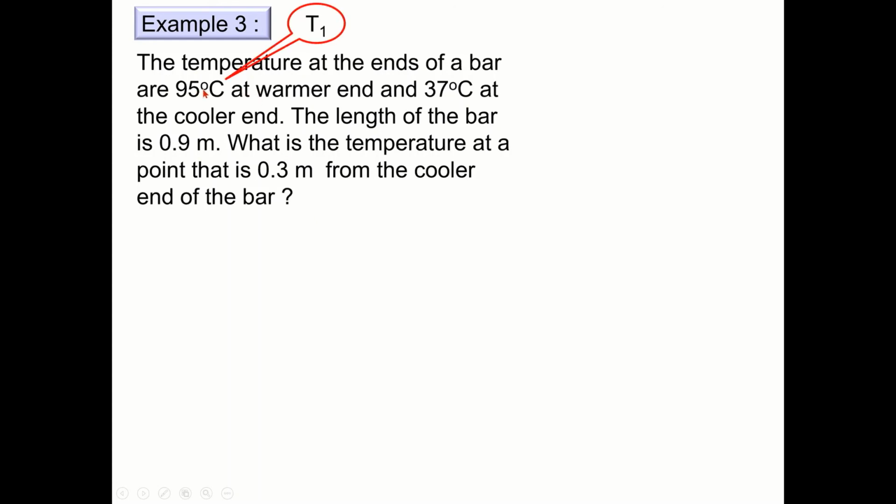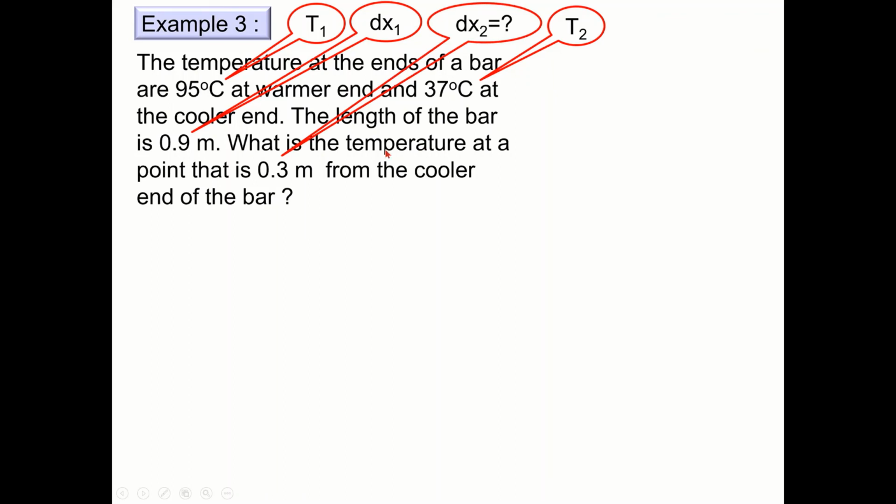So, heat flows from hot to cold. So hot is T1 and cold is T2. 0.9 is the distance traveled, dx, and this is dx1. So we are going to determine the next dx. We are going to determine the temperature at the point 0.3 meter. So what is the next dx? 0.3 meter is measured from the cooler end of the bar.